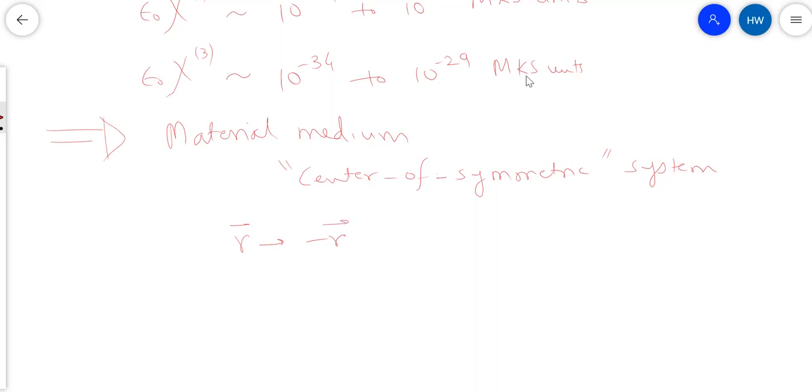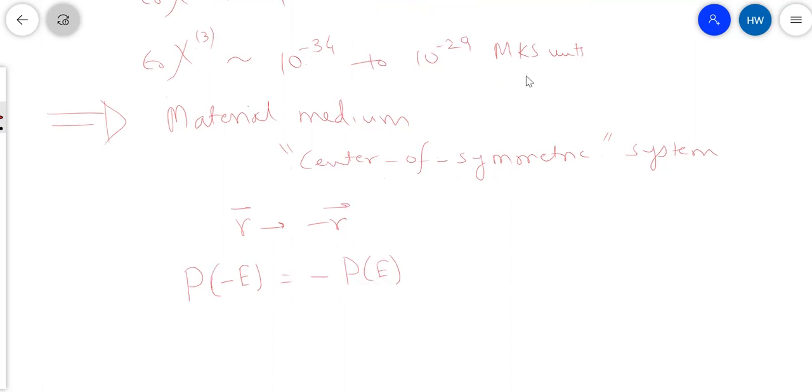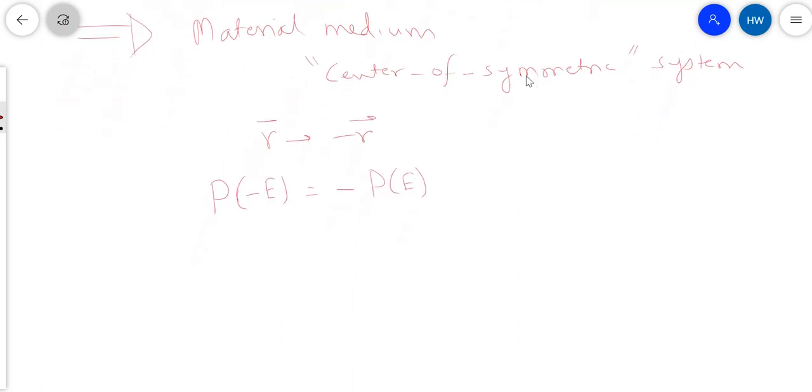If I reverse the direction, let's say from plus x to minus x, I will invariably reverse the polarization also. That would mean that my polarization becomes an odd function of the electric field. That is, going from E to minus E, I am asking what happens. So my polarization at minus the electric field is the same as the negative of the polarization at E. Let's look at the simplest of situations to give you an idea of how this works.